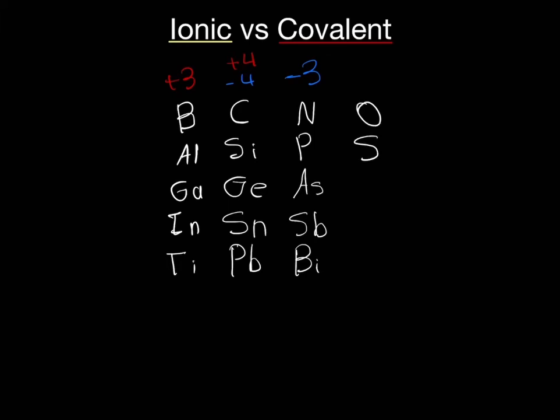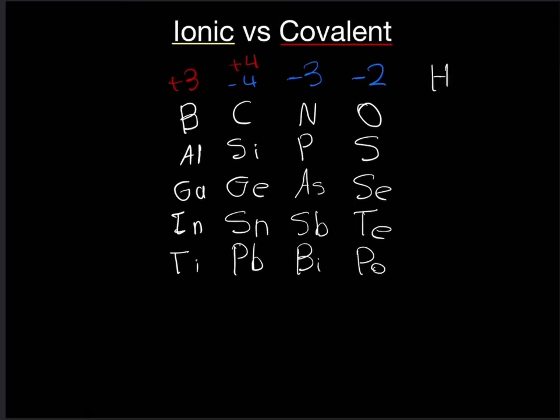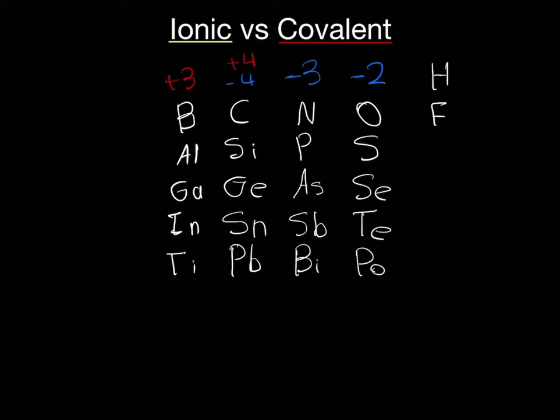Oxygen, sulfur, selenium, and polonium, and I think that's tellurium, they have -2 charges when they are in ions. And then hydrogen, it's not really part of this group, but if it is going to be negative, along with all the halogens like fluorine, chlorine, bromine, iodine. These are going to have -1 charges.